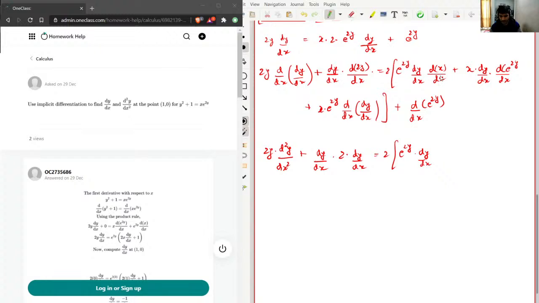and differentiation of x is 1 plus, this will be again x times dy by dx, and this will be 2 times dy by dx, and then plus x e power 2y d square y by dx square, and then this will be plus 2 times e power 2y.